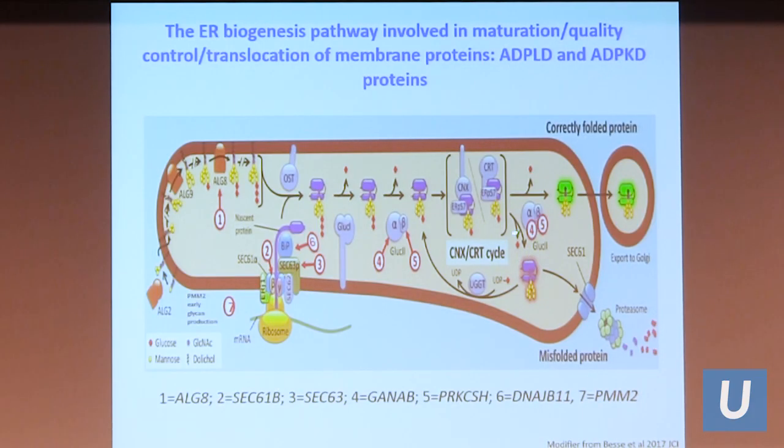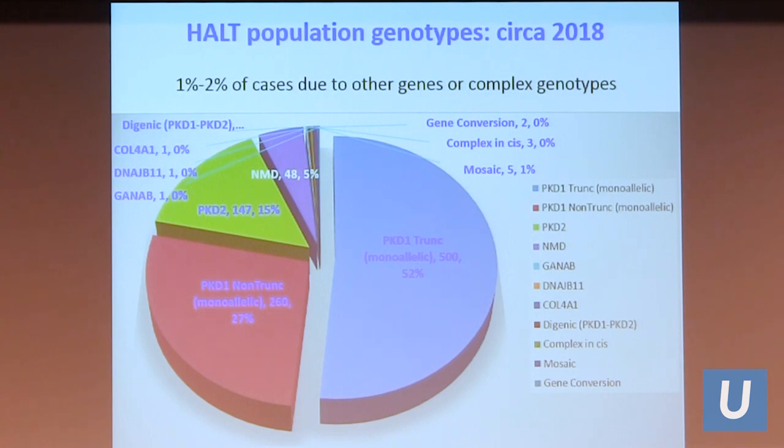So now we can see this whole range of different proteins within this quality control and trafficking pathway for membrane proteins that have been associated with either ADPLD or ADPKD. So if we go back now to look at the HALT cohort, I showed you before a rather simplified picture, but now we can see that single alleles for PKD1 account for about 52% of the patients. Non-truncating mutations, single alleles, 52% of the patients. PKD2 mutations, about 15%. The number that are no mutation detected is down to about 5%. And doing next generation screening identified some missed PKD1 and even a PKD2 mutation.